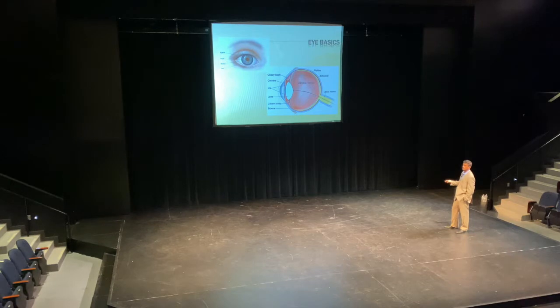The retina is actually the most important part of the visual system. It's actually part of the central nervous system. It's part of the brain. Okay, so in order for you to see well, all these structures have to allow light to pass in, but most importantly, the retina has to actually work really, really well.